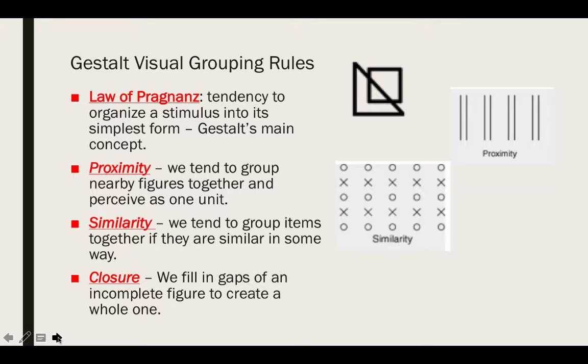Closure is the most impressive grouping rule for me. Closure demonstrates how we fill in gaps of an incomplete figure to create a whole figure that's familiar to us. And although this is a little blurry, this is an impressive one to me, you might be able to see a sphere in a flat 2-dimensional image here and very crisp circular lines, and see that as a 3-dimensional sphere, or see a white triangle here, even though there isn't one.